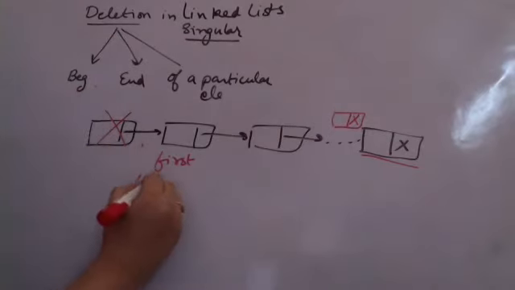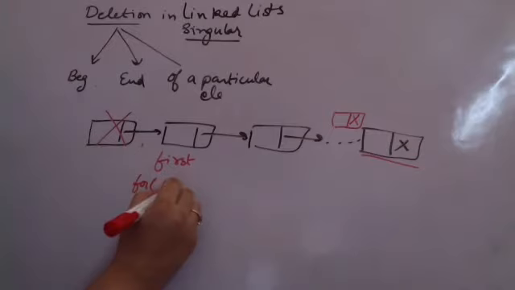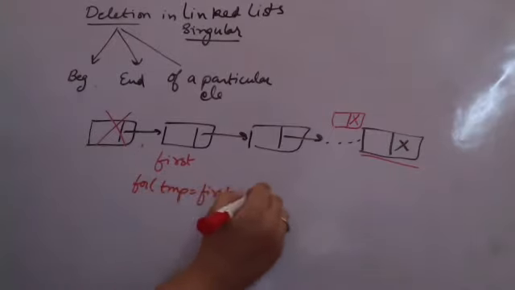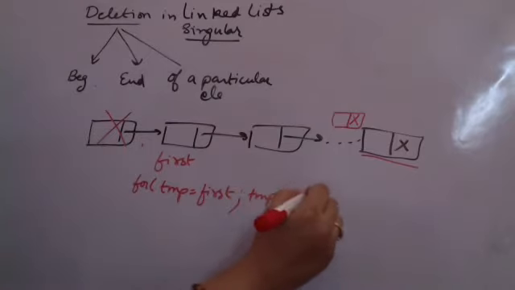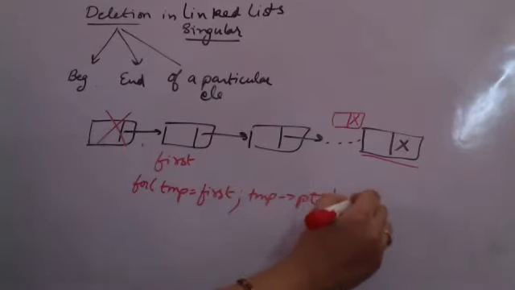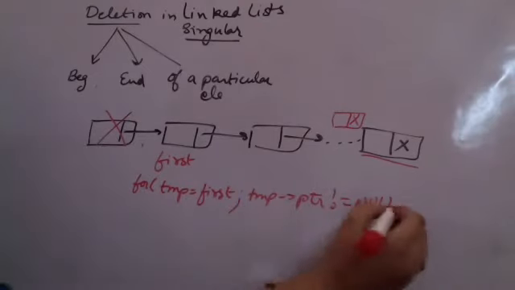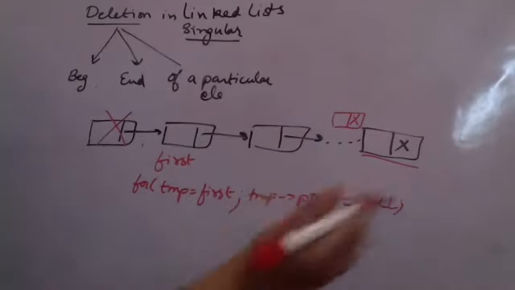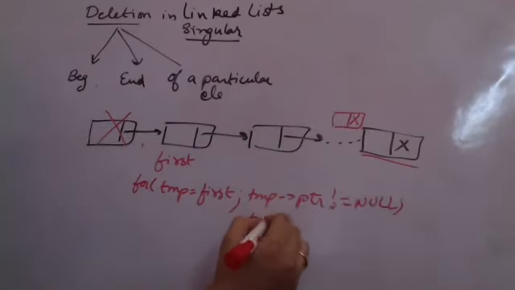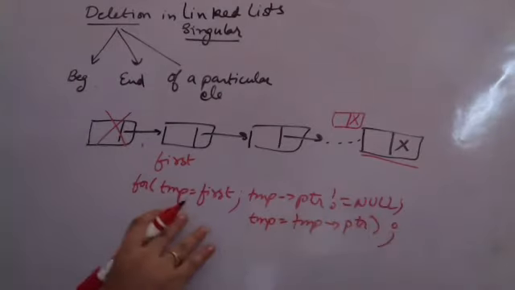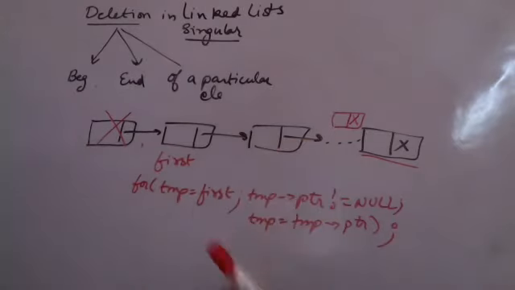I need to run a loop for temp is equal to first. I have to start from first, and run while temp pointer is not equal to null. The temp pointer should not be equal to null. What do I need to do? Just keep moving. So I have to do temp is equal to temp pointer, and the loop is closed. When we come out of this loop, automatically we would have traversed to this location.